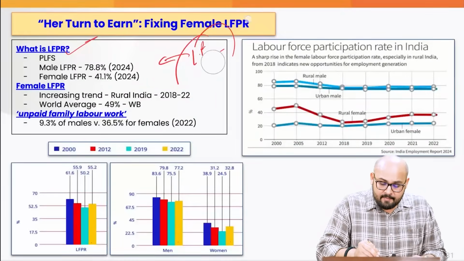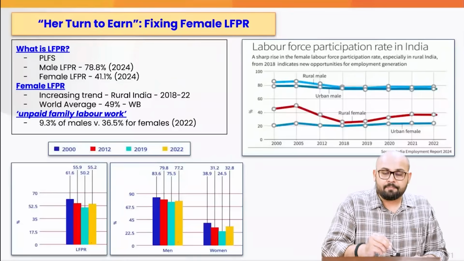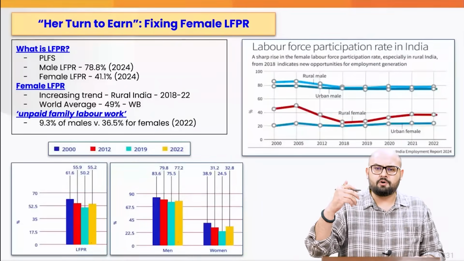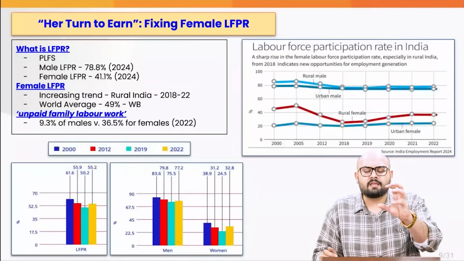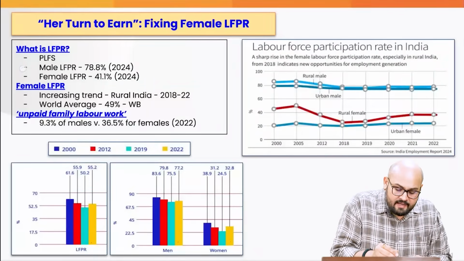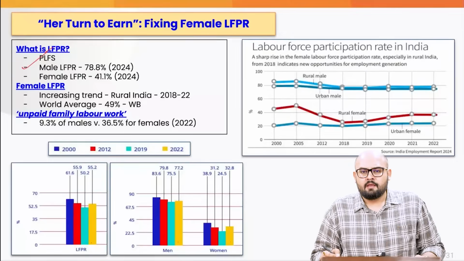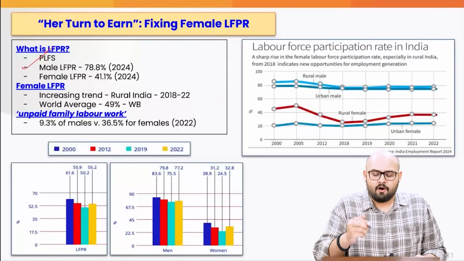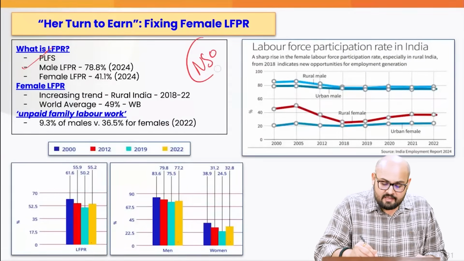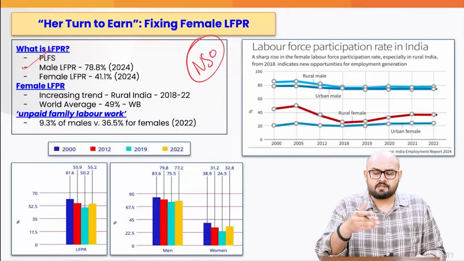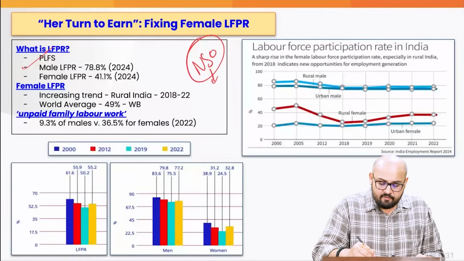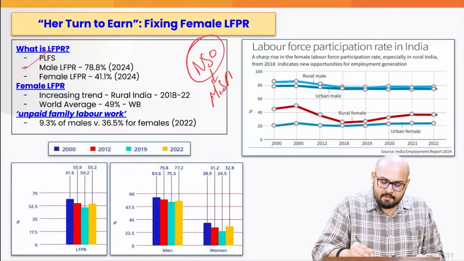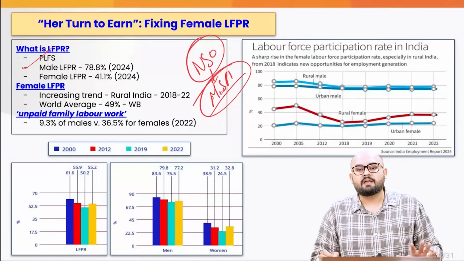Now, what is the mechanism to measure these things, for example, the worker population ratio or the unemployment rate or the labor force participation rate? We have a particular survey which is known as the Periodic Labour Force Survey. The Periodic Labour Force Survey is carried out by the National Statistics Office. Why I'm telling you this is because there can be a particular question in the prelims. And it is a part of the Ministry of Statistics and Programme Implementation. This is what you have to understand.